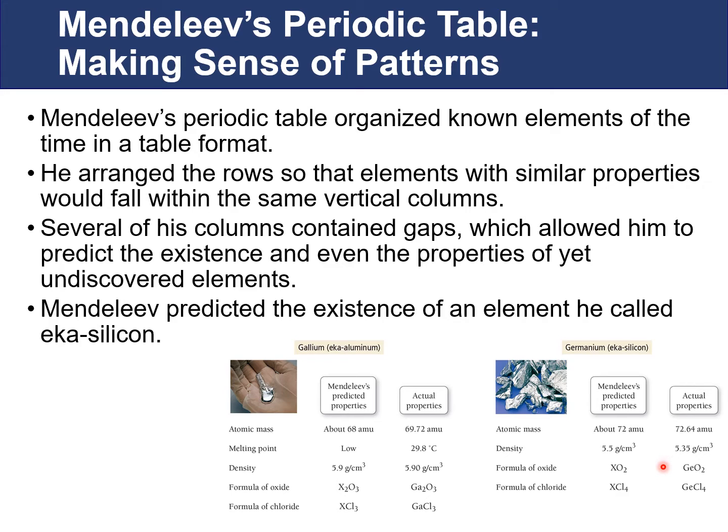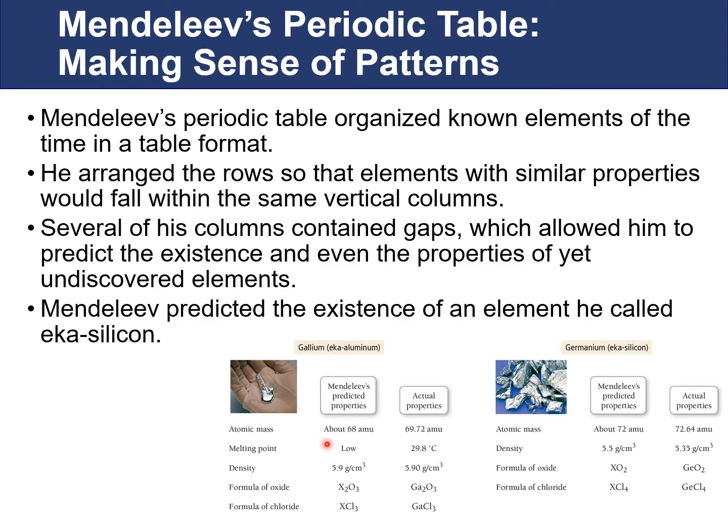He predicted that when it was forming an oxide, it should form one of the elements of Eka silicon or germanium to 2 oxygens, and it was discovered that this was the case. Similarly, when reacting with chlorine, it should form a chloride with 4 chlorines per germanium or Eka silicon, and that's what it did. He also made predictions for gallium, which falls directly below aluminum.